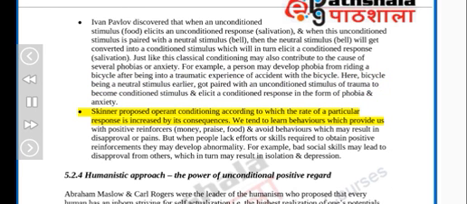Skinner proposed operant conditioning, according to which the rate of a particular response is increased by its consequences. We tend to learn behaviors which provide us with positive reinforcers, money, praise, food, and avoid behaviors which may result in disapproval or pain. But when people lack efforts or skills required to obtain positive reinforcements, they may develop abnormality. For example, bad social skills may lead to disapproval from others, which in turn may result in isolation and depression.